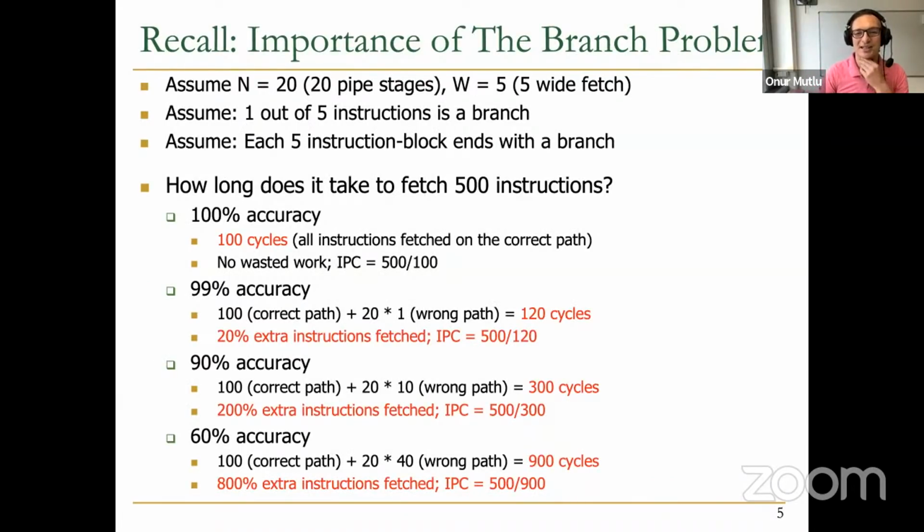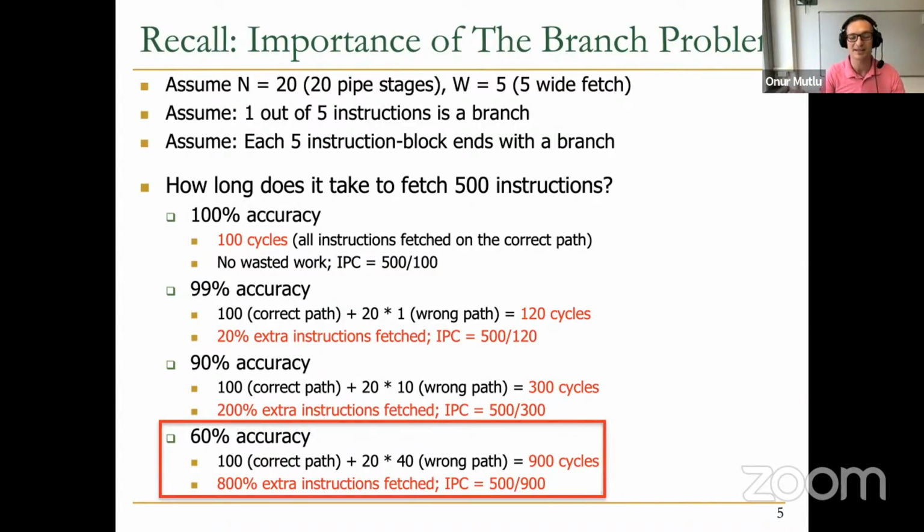Okay, remember in the last lecture, I motivated the importance of the branch problem with this example. I will not go through this again, but basically if you have a 20-stage pipeline that's 5 wide superscalar, ideally you would get 100% accuracy and you get 5 IPC, right? But if your branch predictor accuracy is 60%, under the assumptions that we have made, you would fetch 800 extra instructions, 800% extra instructions. As opposed to fetching only 100 instructions, you would fetch 900 instructions basically. And that's a lot of extra energy. And also your performance goes down to 5/9 IPC as opposed to 5 IPC.